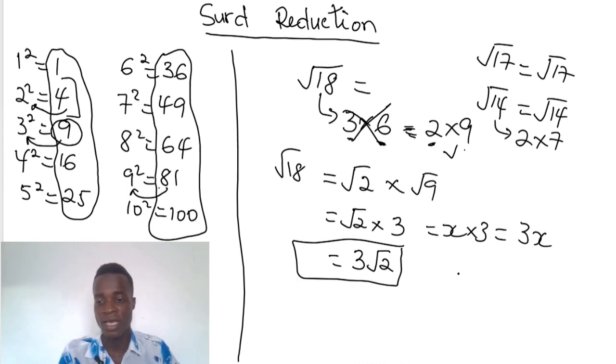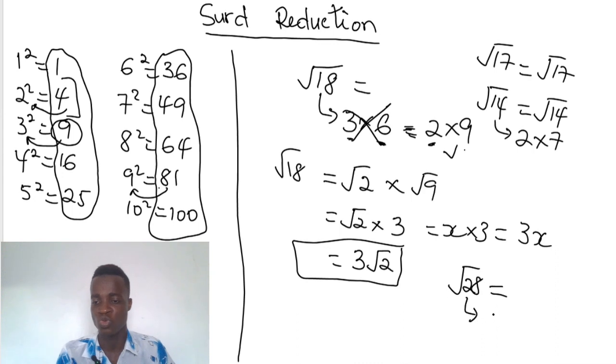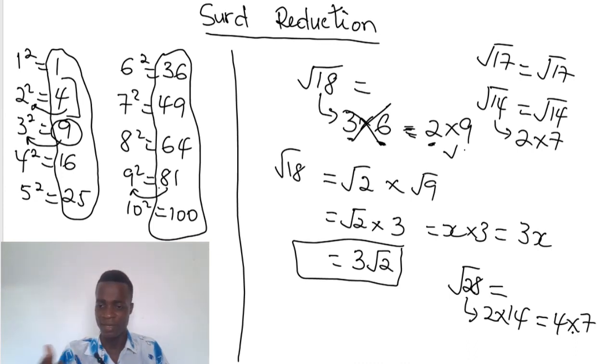Then let's talk about square root of 28. Let's reduce the 28. That's 2 times 14, or we can also have 4 times 7. There's no other pair, so these are the two pairs that we have.